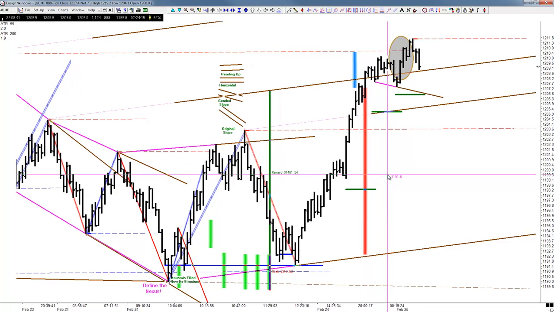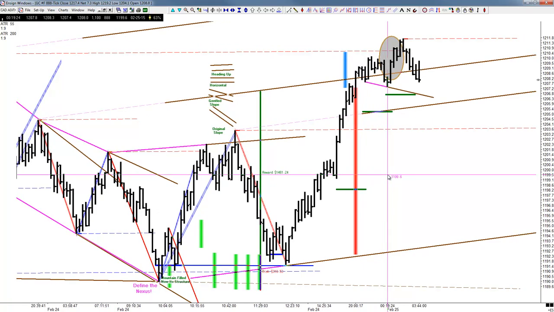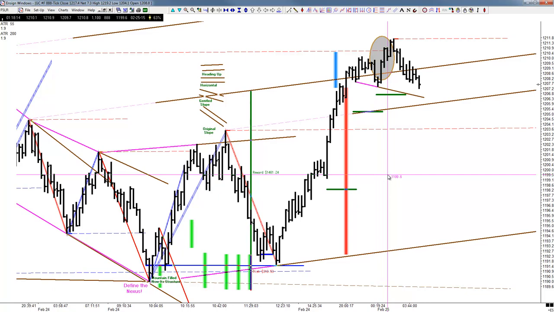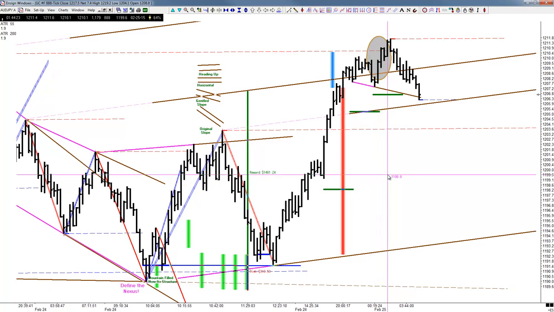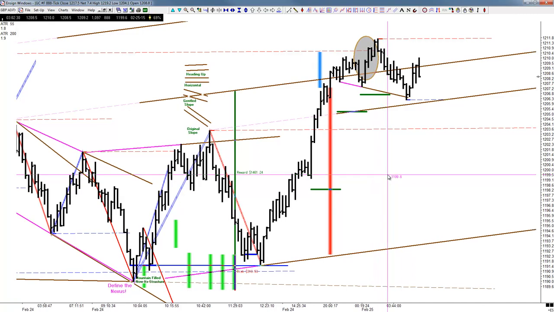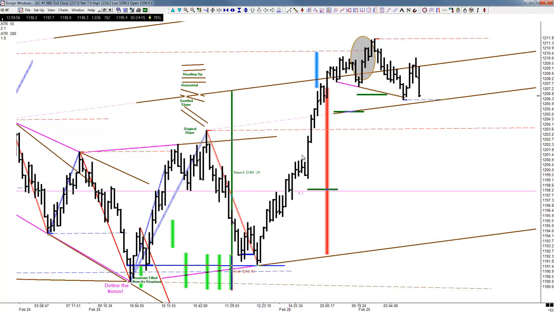Okay, so we top out at 12, 11 and change. And now we go into a torturous sideways move. Can you see that this is easy money? Anywhere in here is easy money. That's where price goes parabolic. Now price has to restore energy.